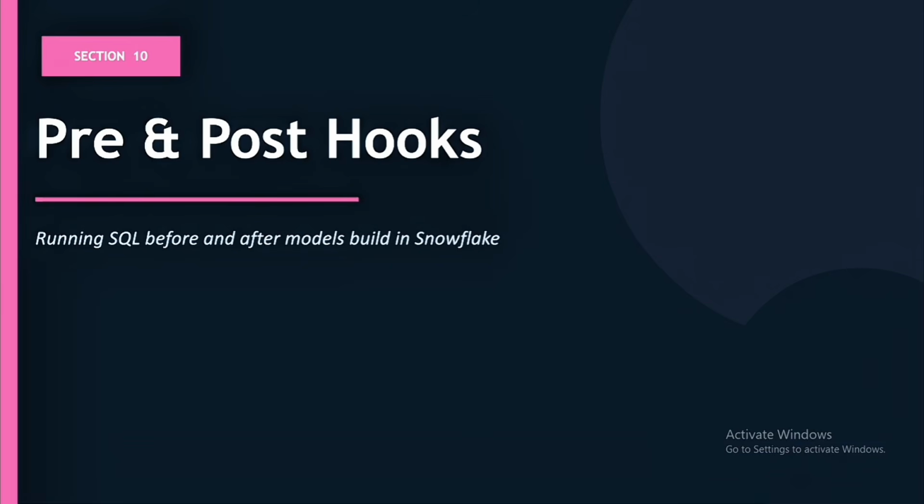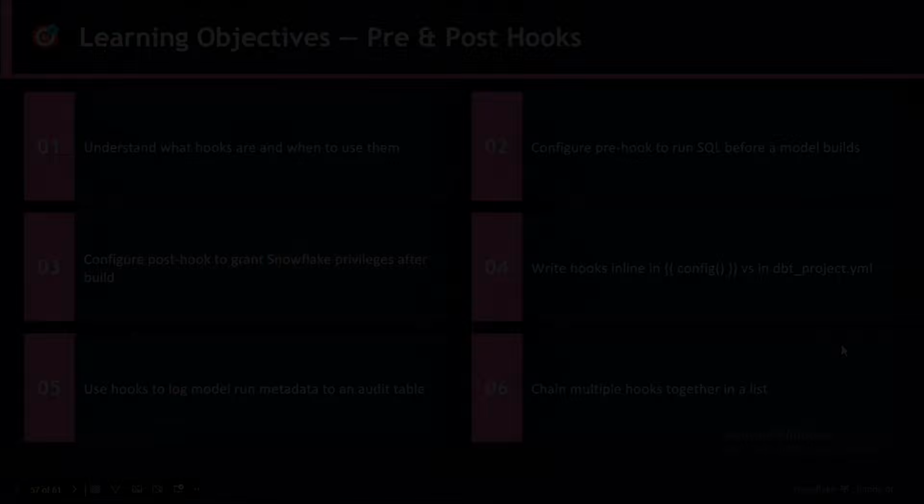Without hooks, you would need a separate script or manual steps to handle these things. With hooks, you tell dbt to run specific SQL statements automatically, before or after every model build, without any manual effort, and your pipeline becomes fully self-contained. This is the last section. After this, we will move to production.